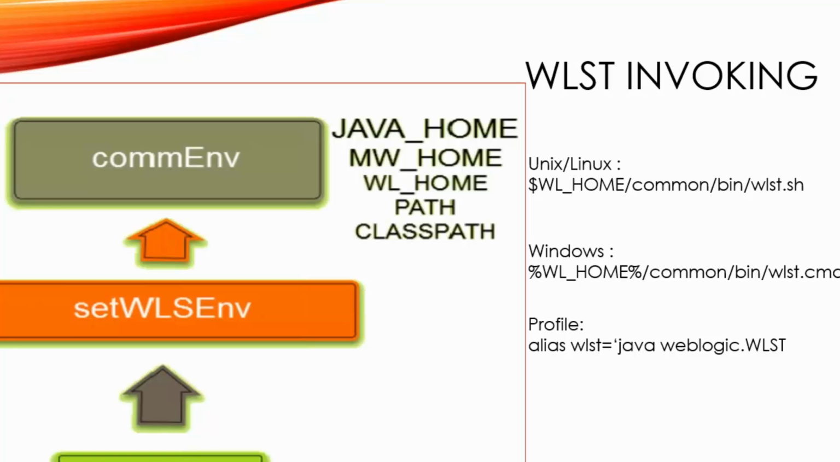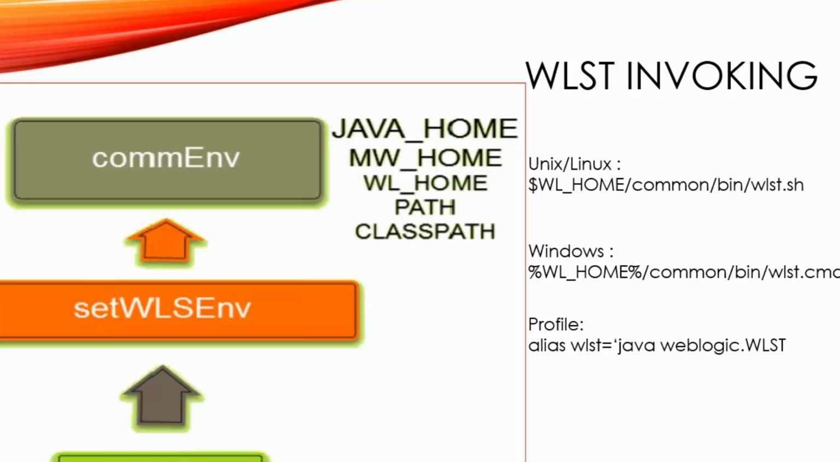wlst.sh or wlst.cmd actually invokes setWLSEnv. What does this do? It sets up the common environment variables. Java home first, the second one is middleware home, which is optional, and WebLogic home, which is important; without this you cannot work. Path is required for the Java environment variable, and classpath is useful for the WebLogic jar file. So the classpath requires the weblogic.jar file to be present.